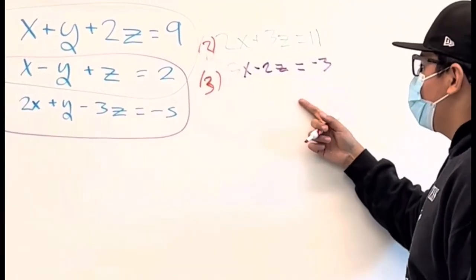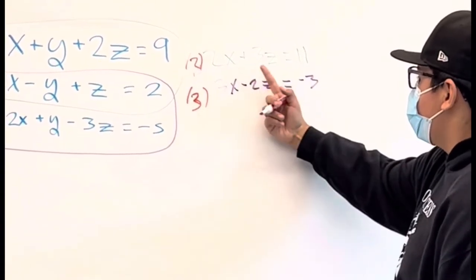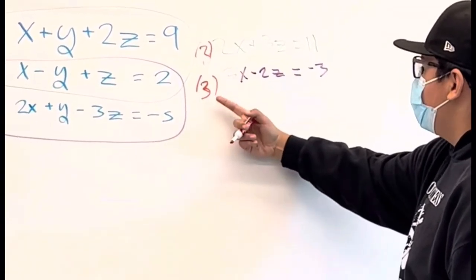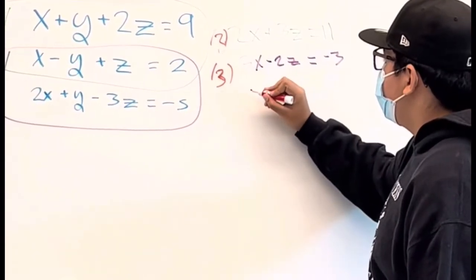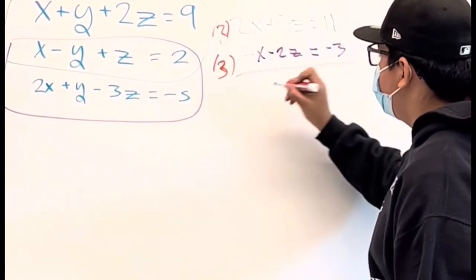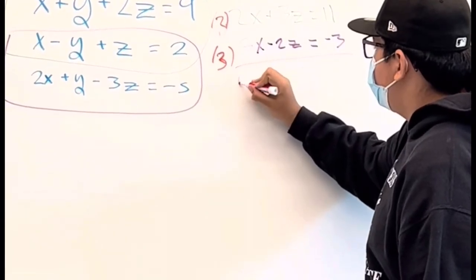Alright, so then we're gonna get like terms for z. 3z times 2 is 6z. 2z times 3 is 6z. Then we're just gonna plug this in. 4x.